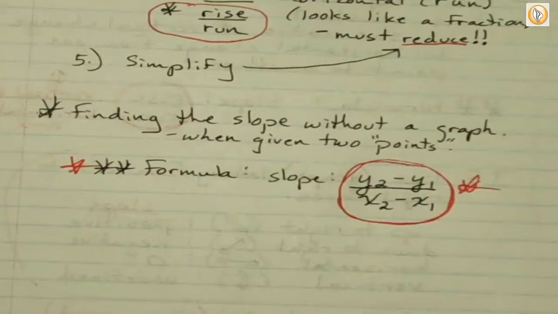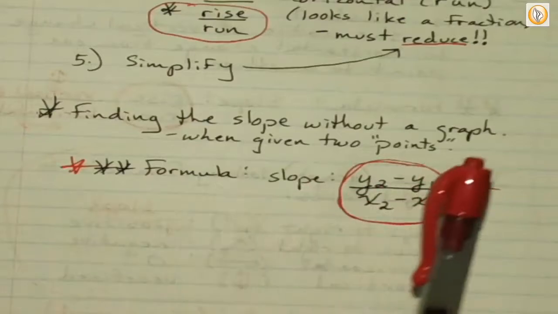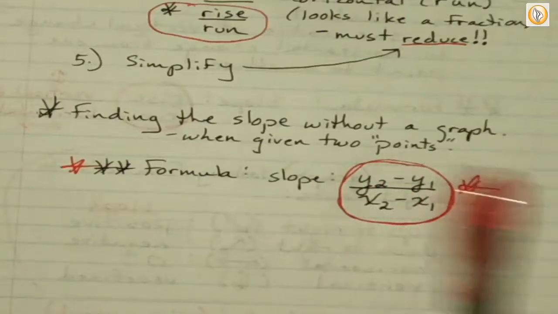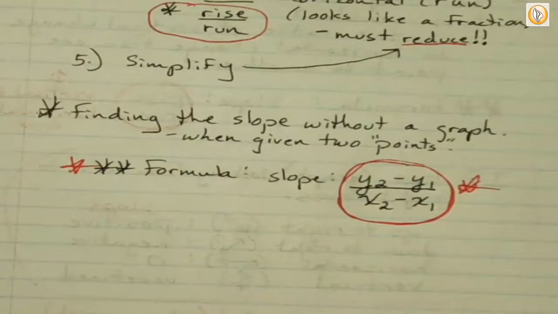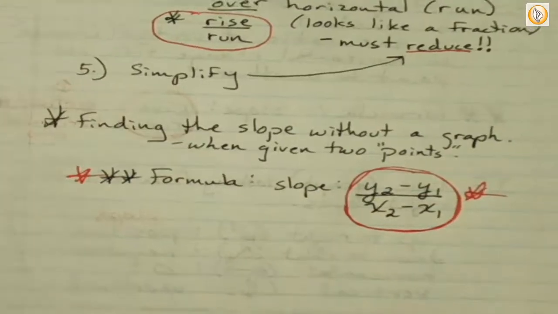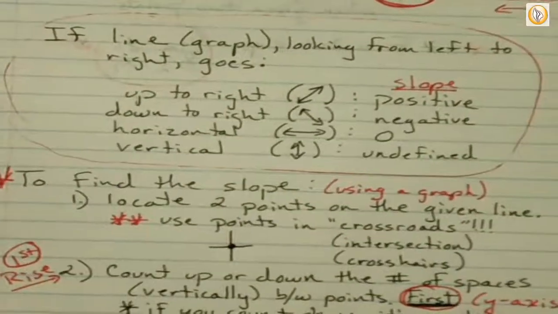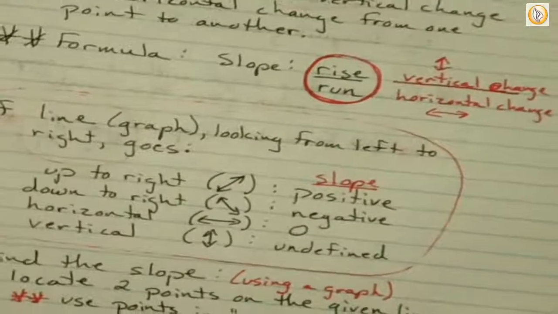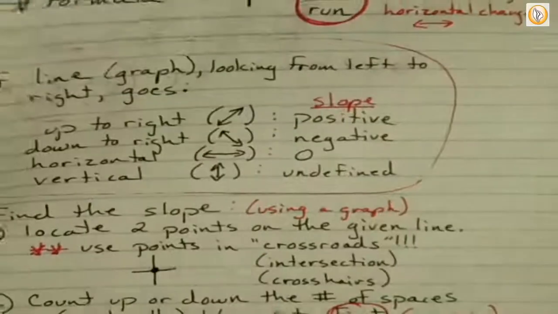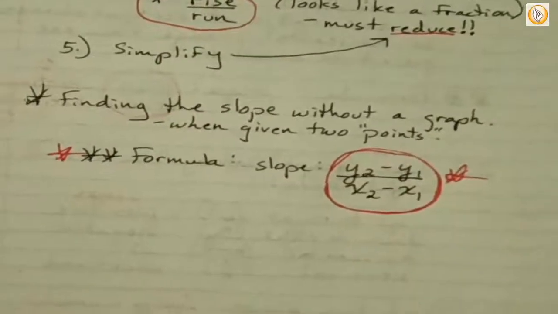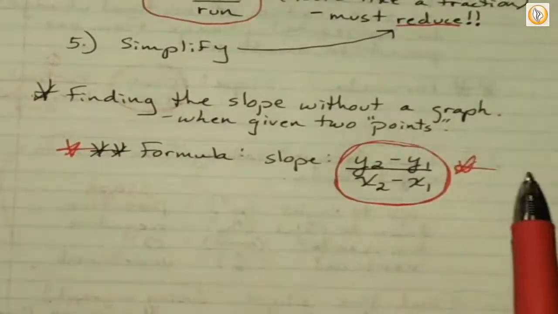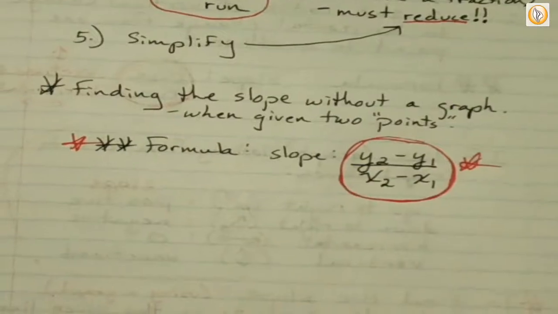So you've been given two formulas. One is if you don't have a graph and they give you 2 points on the graph, two ordered pairs, then here's how you find the slope. If they give you just a graph, then you're going to use this formula. Okay? I'm going to show you. So this is finding the slope without a graph when given 2 points.